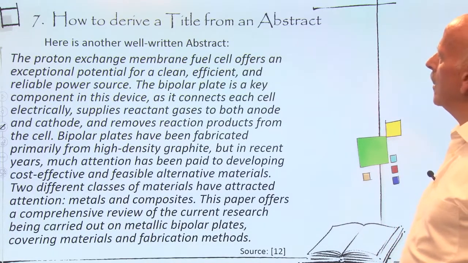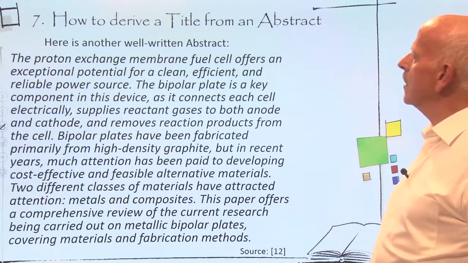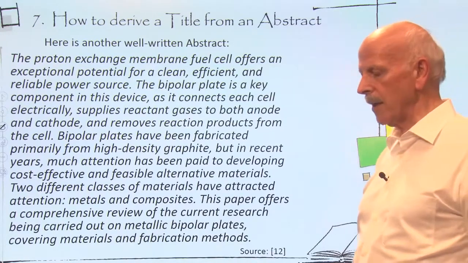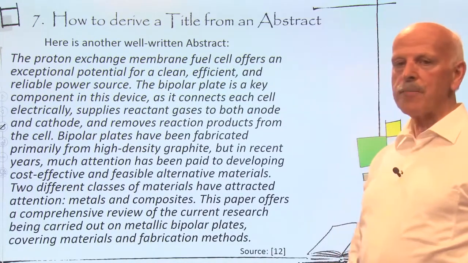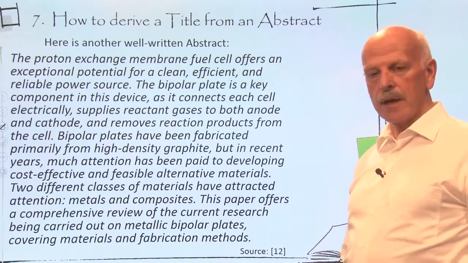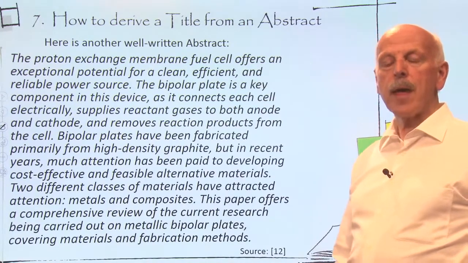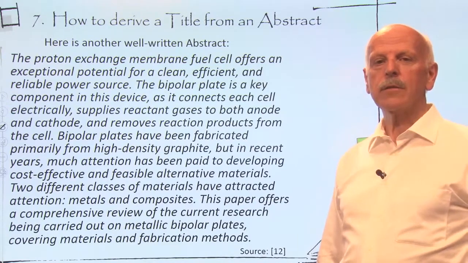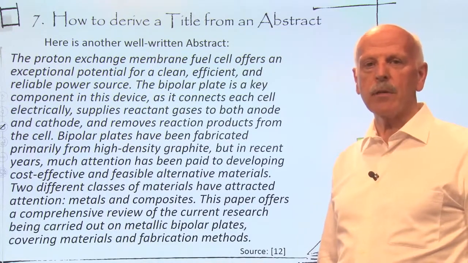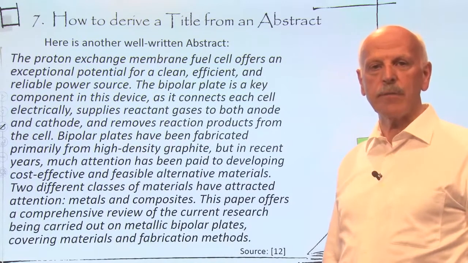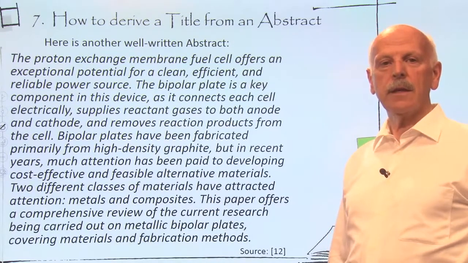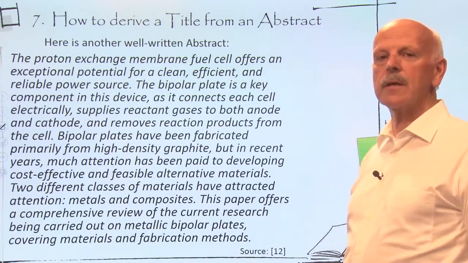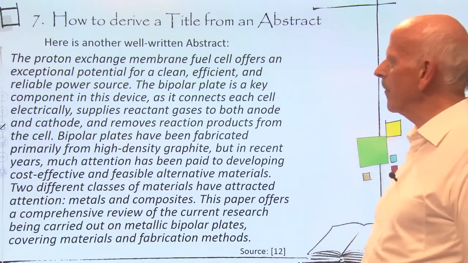And the last part of this section is to look at how do we derive a title from an abstract. Once you have the abstract written in a nice, concise way, then you have to shrink it down even more to write a title that's maybe only 10, 15, 20 words maximum. And that's even more difficult than writing the abstract. But here's some suggestions as to how you do this.